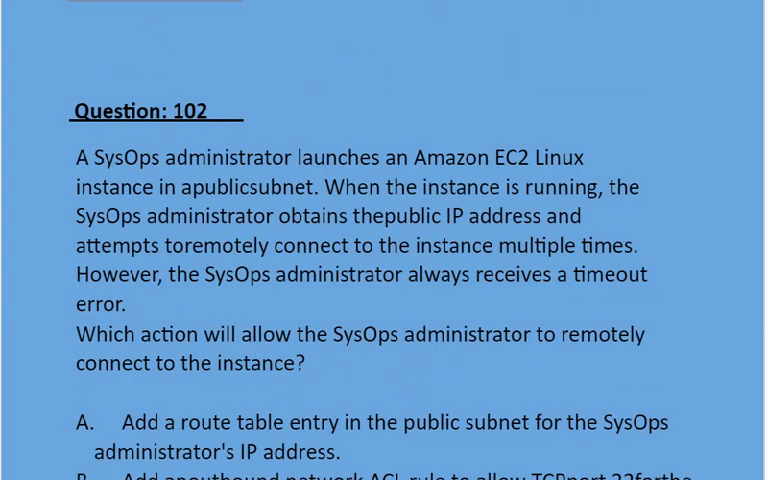Question: a SysOps administrator launches an Amazon EC2 Linux instance in a public subnet. When the instance is running, the SysOps administrator obtains the public IP address and attempts to remotely connect to the instance multiple times. However, the SysOps administrator always receives a timeout error. Which action will allow the SysOps administrator to remotely connect to the instance?